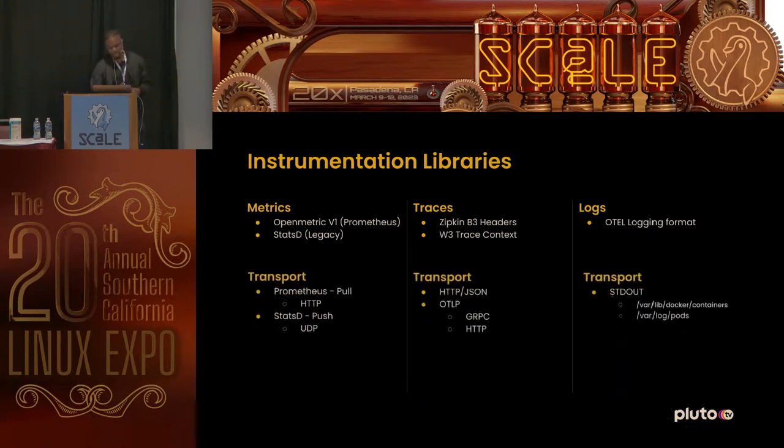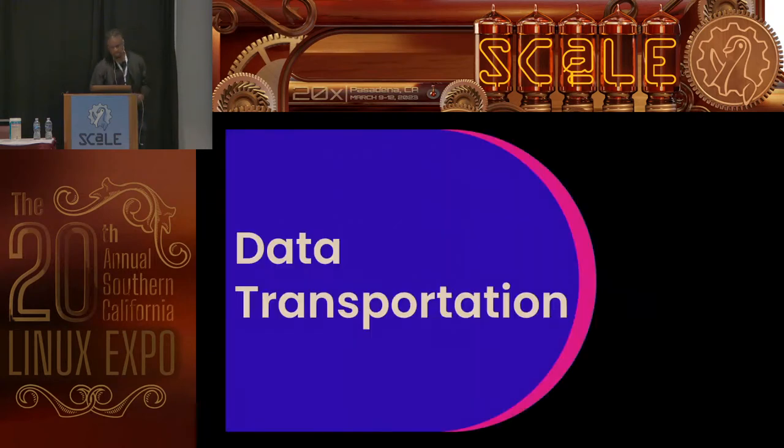So from these, we were able to instrument OpenTelemetry with different transports for Prometheus and StatsD, for our trace headers, and also we were able to scrape the standard out for logs as they're being logged throughout the various services that we had in our system.